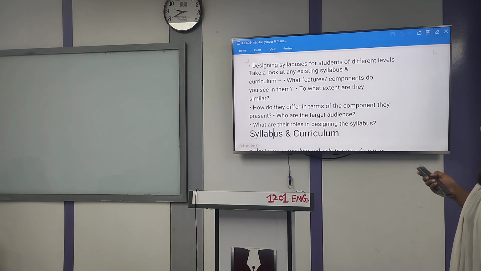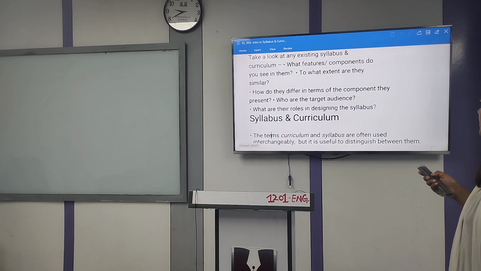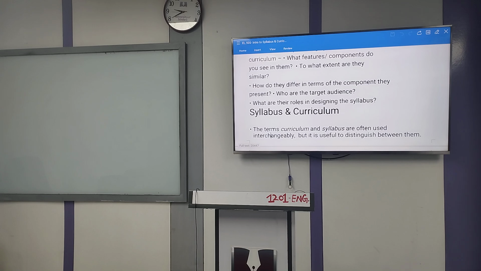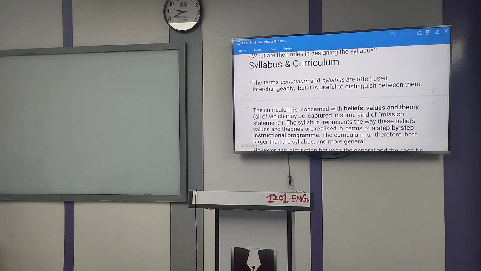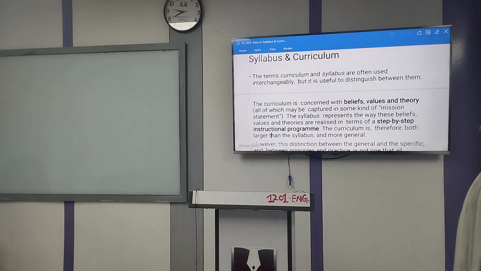So how do they differ in terms of the components they present, and who are the target audience? And what are their roles in designing the syllabus, the ideas, the concepts? So these are the key things we'll explore. Syllabus and curriculum: the terms are often used interchangeably. Sometimes the syllabus is called the curriculum, or the curriculum is called the syllabus. But it is useful to distinguish between them.